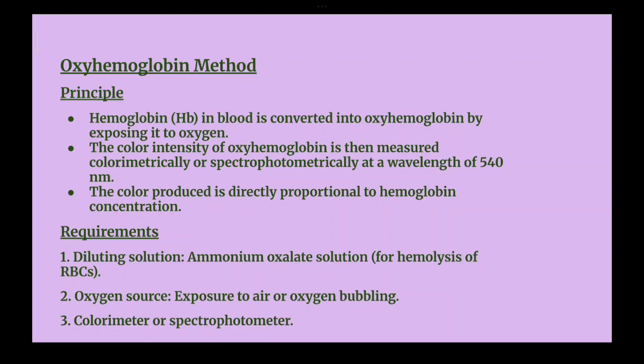The requirements of this method are a diluting solution like ammonium oxalate solution, which is involved in hemolysis of red blood cells. Then you need an oxygen source in order to expose the blood to oxygen and cause the formation of oxyhemoglobin. Then you need a colorimeter or a spectrophotometer to determine the wavelength of the color intensity of the hemoglobin.